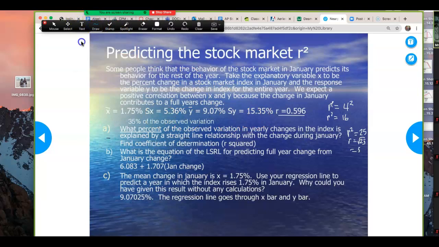So here it is again. This is going back to the beginning, so I'm kind of going through. This is a typical problem that you'd see. You'd have to do three different things for one set of statistics. So r is 0.596. Standard deviation of y, 9.07. Standard deviation of x, 1.75.